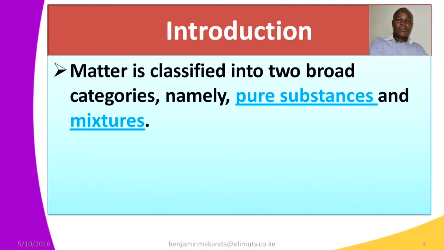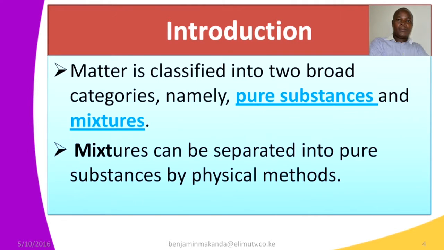We also need to know this about mixtures. Mixtures can be separated into pure substances by physical methods. This means that if matter is classified into two broad categories as pure substances and mixtures, it therefore means that you can obtain pure substances from mixtures. And how do you do this? You take mixtures and then you separate them into pure substances by use of physical methods. Therefore, from the definition of mixtures, you will realize that the individual components within a mixture retain their properties. They retain their properties and therefore they can be separated by physical means.